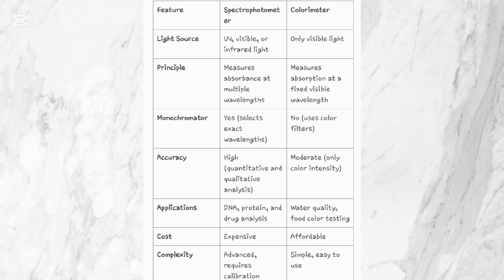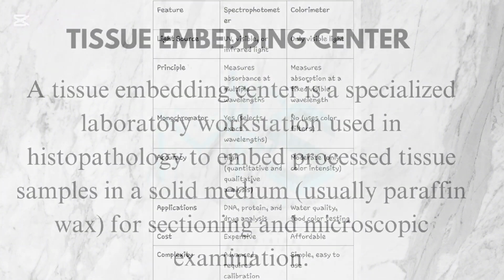Now, on this slide is where I gave a detailed comparison between the both of them, a spectrophotometer and a colorimeter. So zoom in to see the comparison between the both of them for light source, principle, monochromator, accuracy, application, and the rest of them.